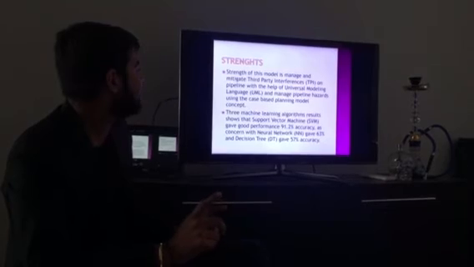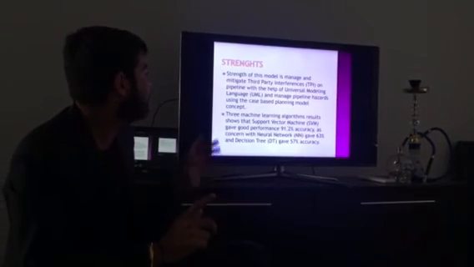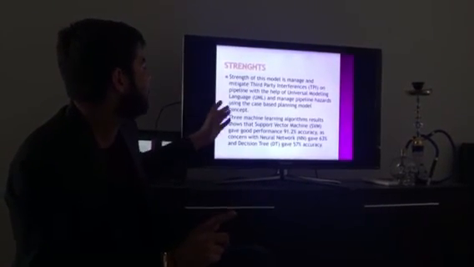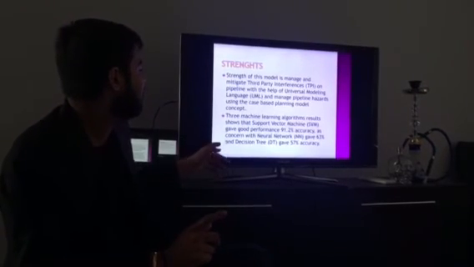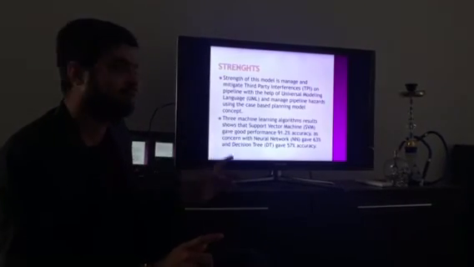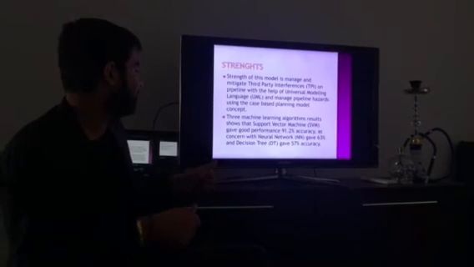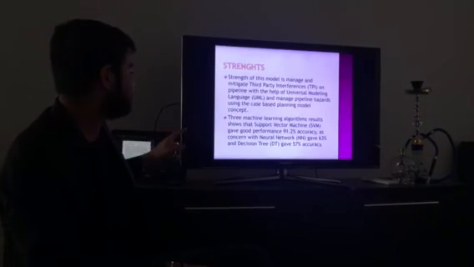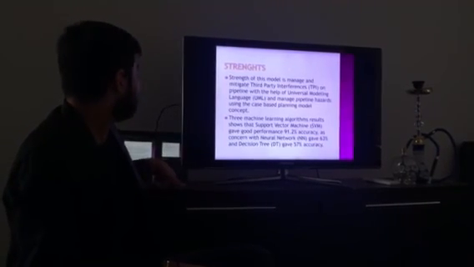Next, what is the strength? The strength of this model is to manage and mitigate third-party interference (TPI) on pipeline with the help of unified modeling language. There are 3 machine learning algorithms, including support vector machine, which gives a good 91% performance.